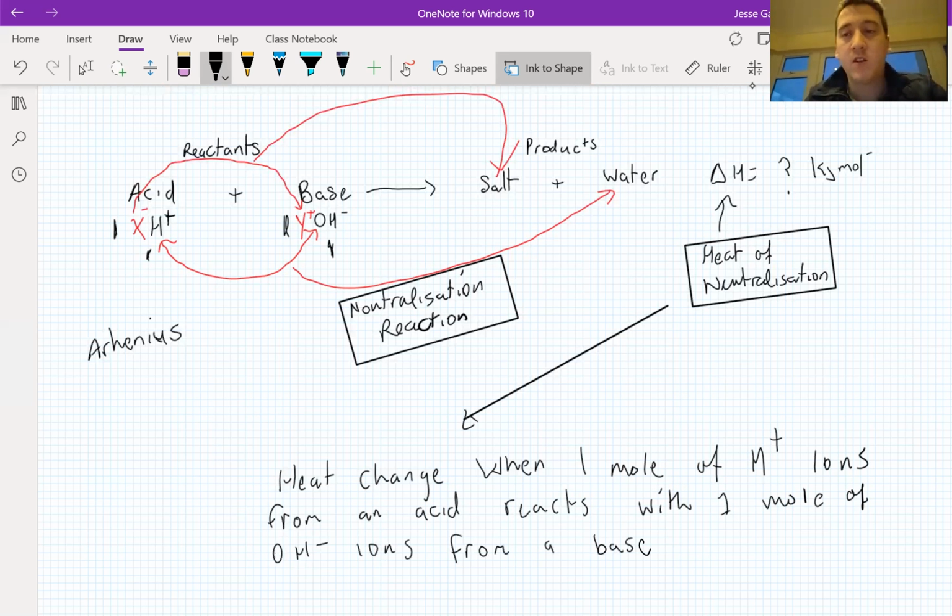Why is it 1 mole and 1 mole? Well, they react in a 1:1 ratio to give us H2O. So H plus and OH minus, in a 1:1 ratio, gives you H2O. So this is what we would call the heat of neutralization.